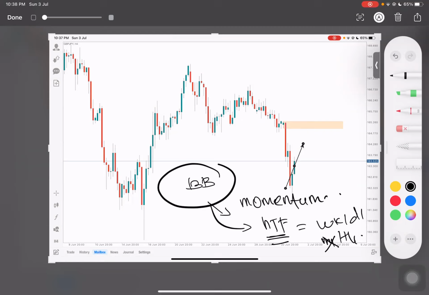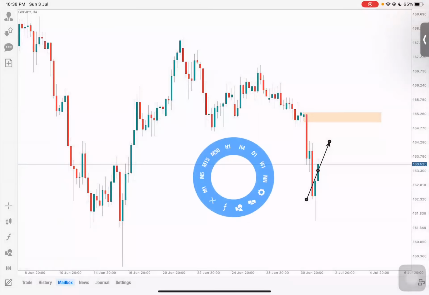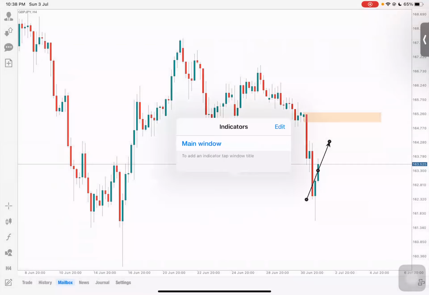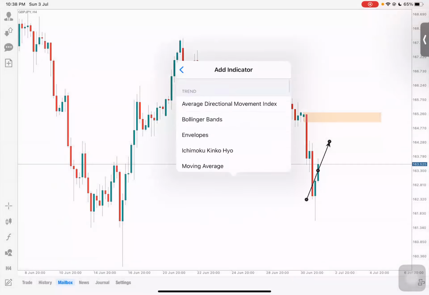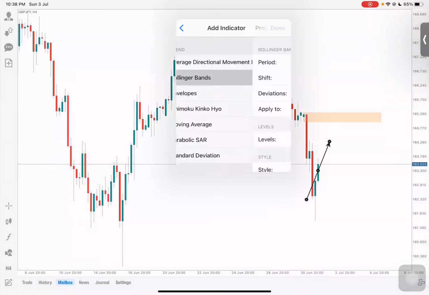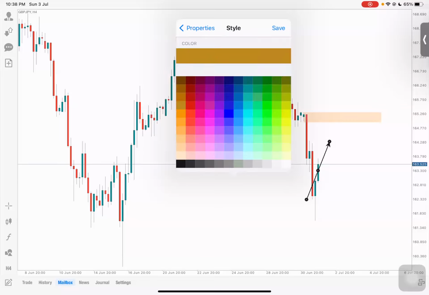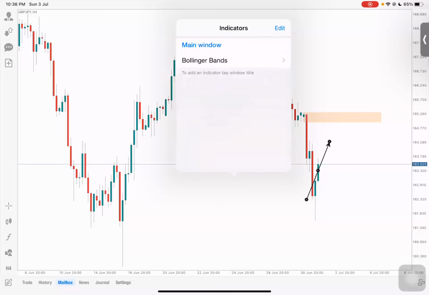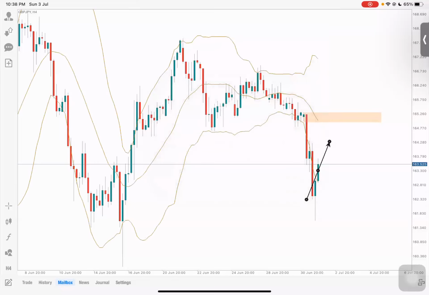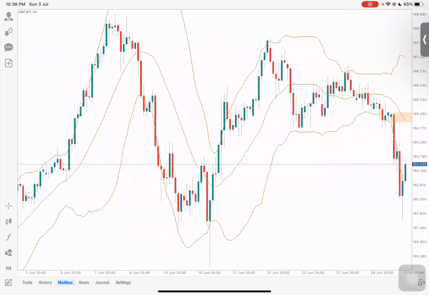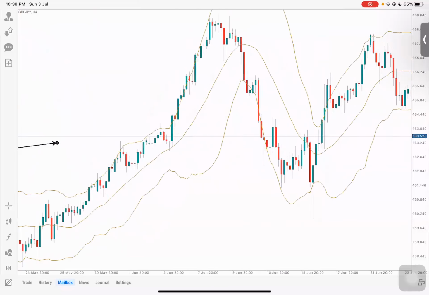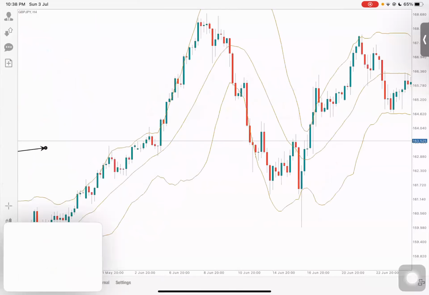It's not valid. So how do we open a BB? Indicators, main window, the second one, Bollinger Band. For the period, shift, and deviation, do not change them. Just let them be. Just change the colors and style. Save. Okay, done. Now, after you see all of this BB, I'm going to screenshot one to show how to read the BB.